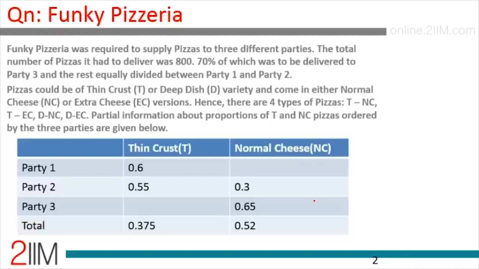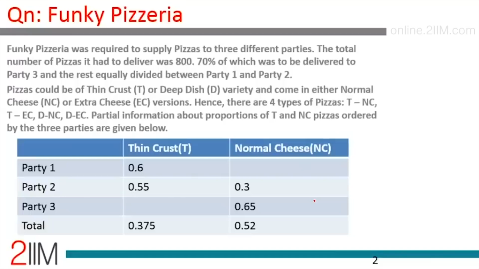And so if you look at the numbers, out of 800, 70% was party 3, 70% of 800, 560, right? And remaining 2 equally. So 800 minus 560 is 240, 120, 120 each for party 1 and 2. And so these fractions, these decimals are interesting. So 0.6, 0.55, 0.3, 0.65, 0.375, 0.52. And so these are all fractions of the overall numbers.